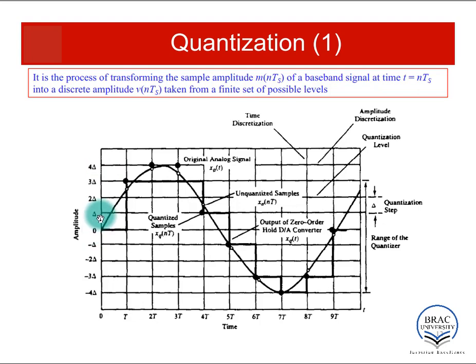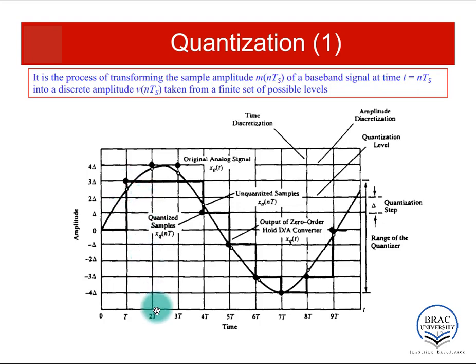So now our signal value is somewhere in between 2 delta and 3 delta, but we cannot use anything in between. So we have to use either 2 delta for this or 3 delta for this. But from the naked eye view, it seems that this sample is somewhat closer to 3 delta. So we will quantize this value to 3 delta.